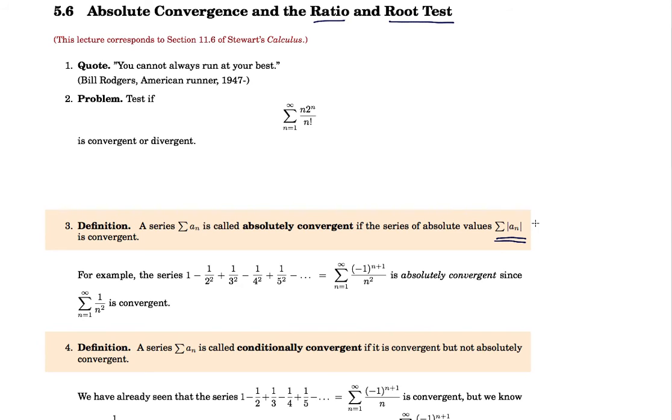So for example, this series down here, the sum of negative 1 to the n plus 1 over n squared, we would call that an absolutely convergent series because the series converges if we ignore these negative signs that crop up. So if we look at the underlying series of just positive terms, the series of absolute values, that is convergent. So we say the original series is absolutely convergent, meaning that the series of absolute values converges.